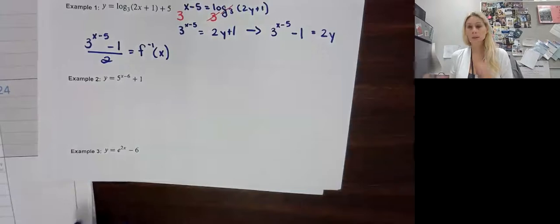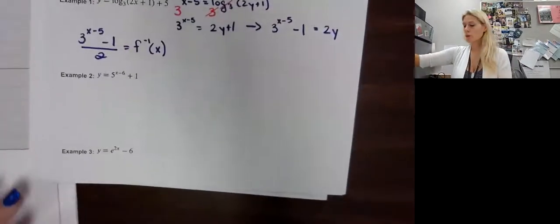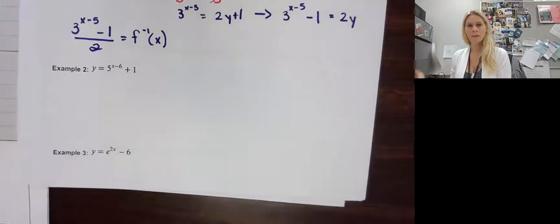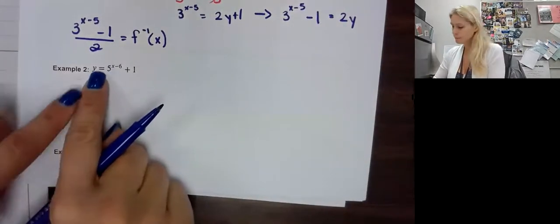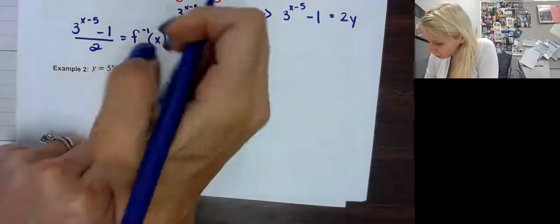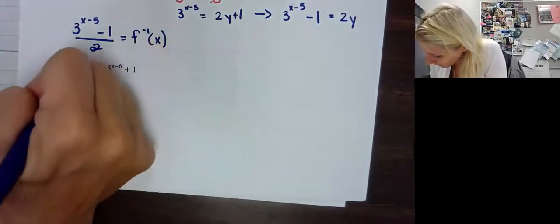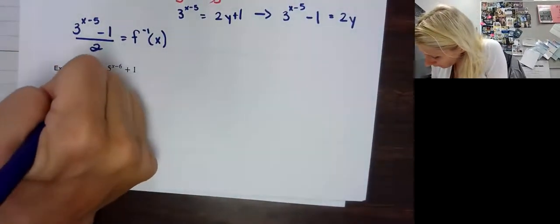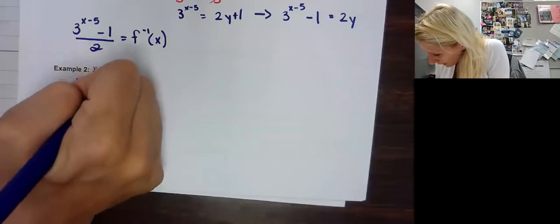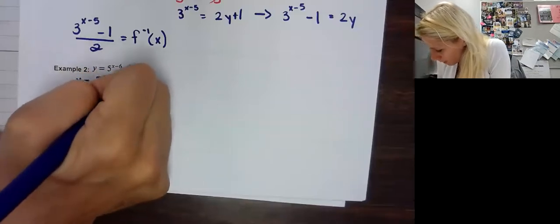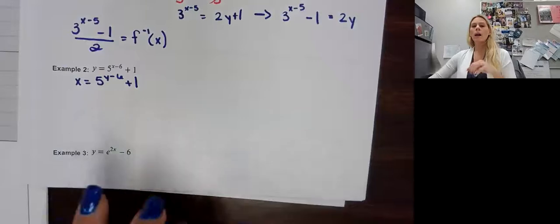Let's do our next one, because this is a little bit different than our question above, right? Okay, I see we're in y's. So next I'm going to switch my y and my x. So I get x equals 5 to the y minus 6 plus 1. Can I get y by itself?